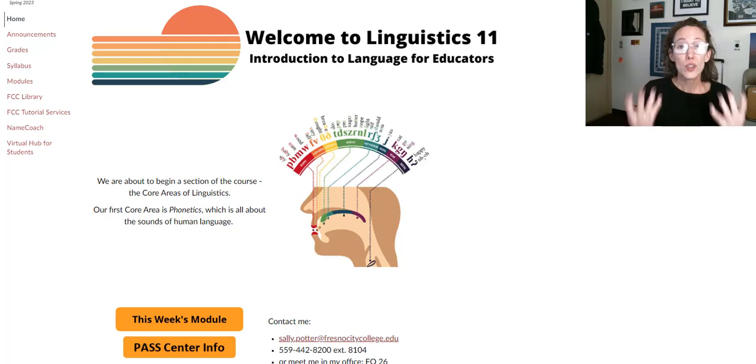So each one of these areas is a specific discipline of linguistics, and we're going to be spending a little time on each one and focusing on it, and then seeing how it applies to classroom teaching and how we can best support our students in the classroom when they are developing the skills in that area.